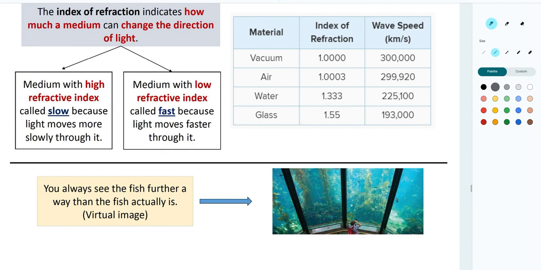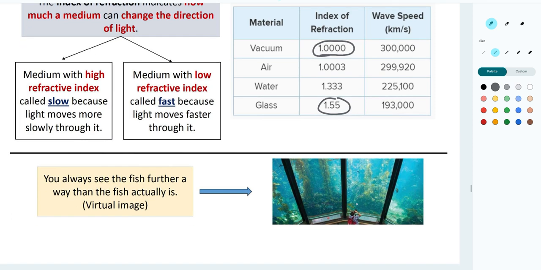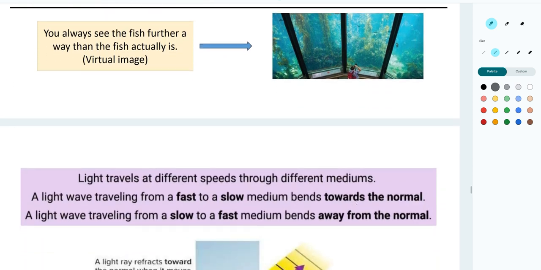A medium with a high index of refraction is called slow, because light moves more slowly through it. So we can see glass here has a high index of refraction. A medium with a low index of refraction is fast, or light moves fast through it. You always see the fish further away than the fish actually is. This is a virtual image because light is getting refracted as it passes through the glass.